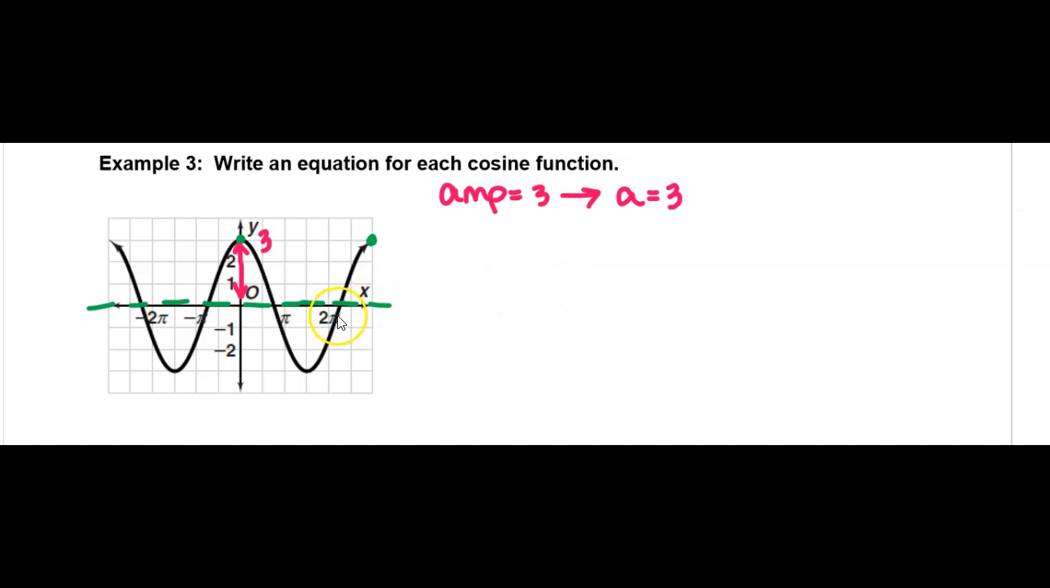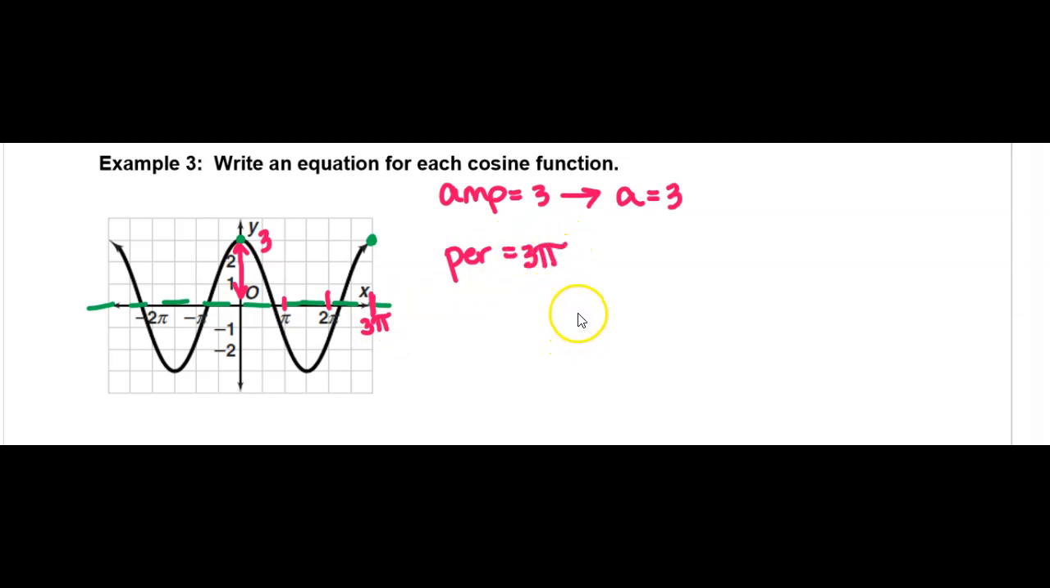Okay, so the next part is getting our B value. So B is the number of cycles we can get in between 0 and 2 pi. If I look at this at 2 pi, I don't even have a full cycle in yet. So how long does it take me to complete this full cycle? Well, if we look here, 2 boxes is pi. Another 2 boxes is 2 pi. So another 2 boxes would be 3 pi. So my period is 3 pi.